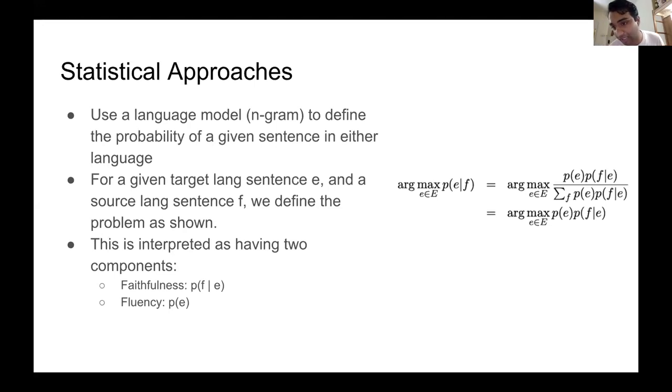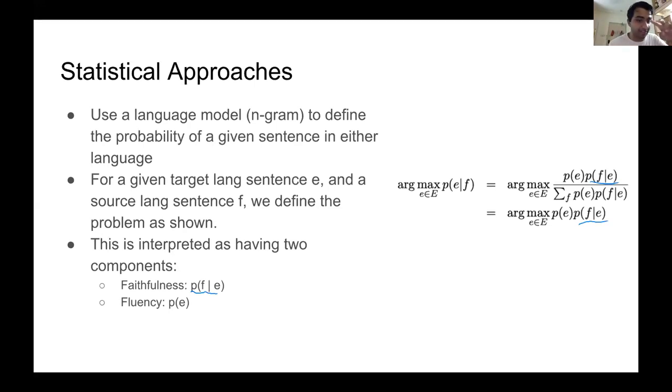So there's P of E and then P of F given E. So what does this mean? When you predict a sentence in English E for the given sentence in F, you're going to look at two probabilities. The first one is P of F given E. So this is what is called faithfulness.